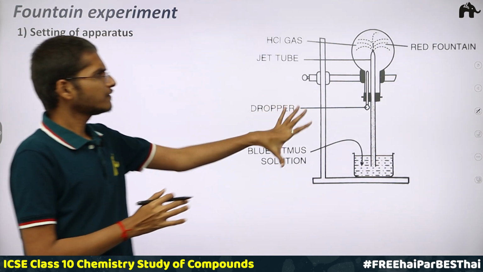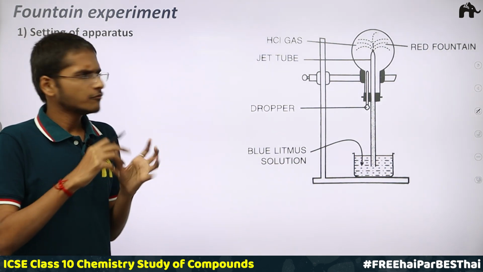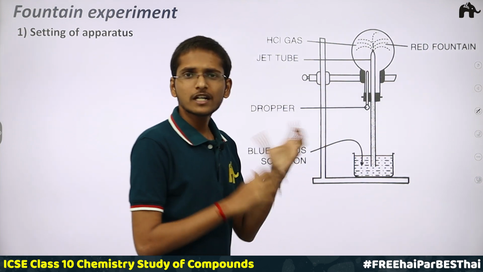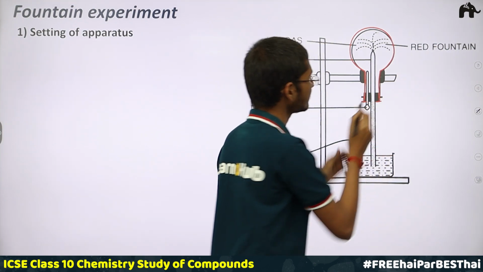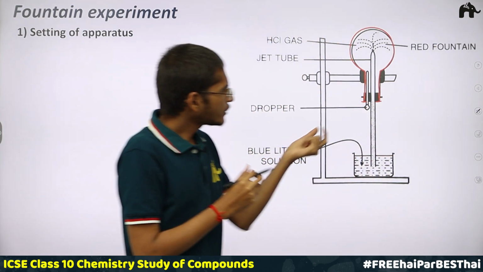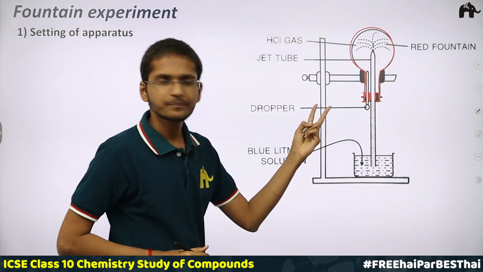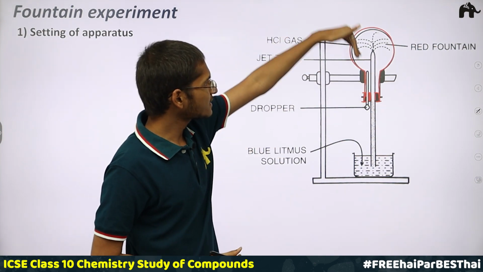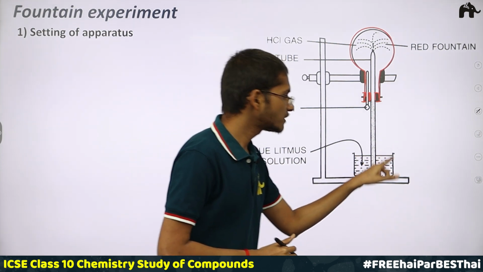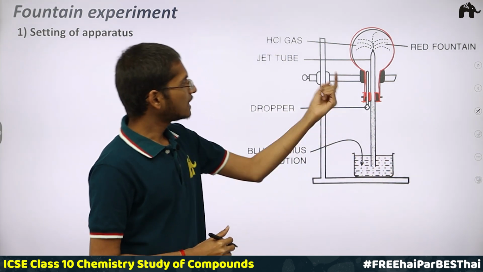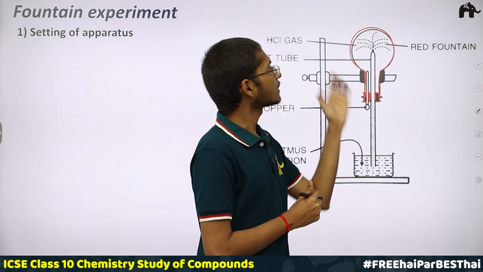For that, first we are going to go through the setting of the apparatus. So we need a stand, then we are going to take a round bottom flask. But here we are going to place this round bottom flask inverted, and we are going to fix a rubber cork which has two holes in it. From one hole we are going to pass a jet tube, which is dipped in this blue litmus solution in the beaker. The other hole is used because we are inserting a dropper inside this round bottom flask.